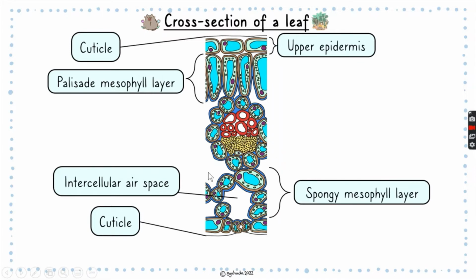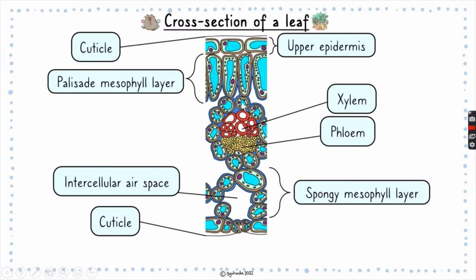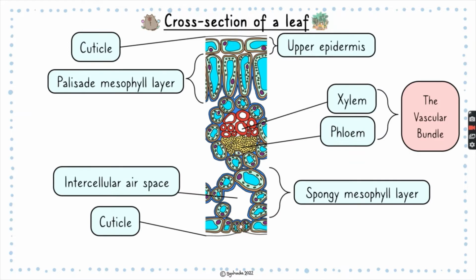And right here you can see that inside the leaf there are also air spaces, and they are called intercellular air space. The reason is that it's in between the cells of the spongy mesophyll, so we call this the intercellular air space. Over here in the middle we have these red, cell-like structures called xylem vessels. And at the bottom is the phloem, and they both make up the vascular bundle.